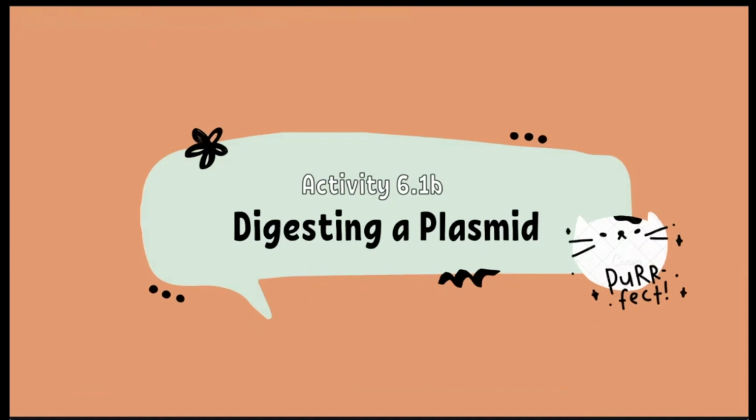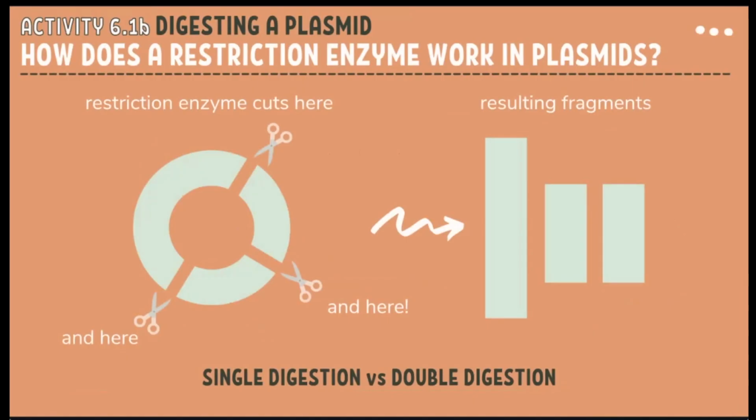Now that we've seen how to read a plasmid map, let's look at how to digest a plasmid with restriction enzymes. Let's say we have a plasmid with 3 restriction sites of a certain restriction enzyme. Upon digestion with this enzyme, the plasmid is cut into 3 sites, resulting in 3 fragments. We can use more than one restriction enzyme. In the case of using 2 simultaneously, we call it a double digestion.